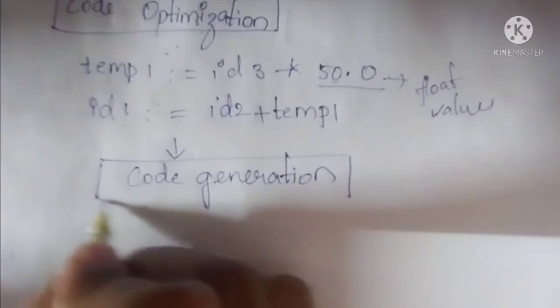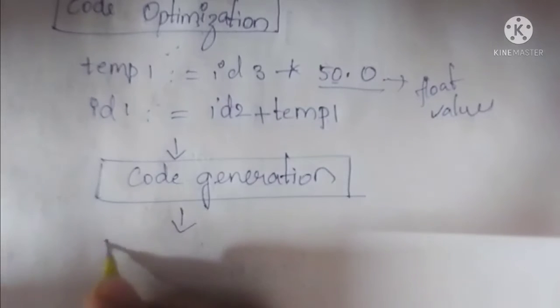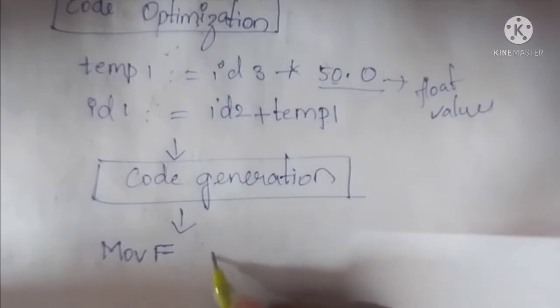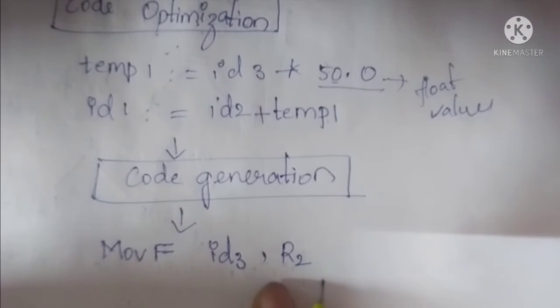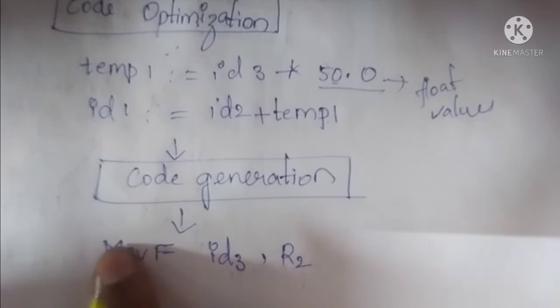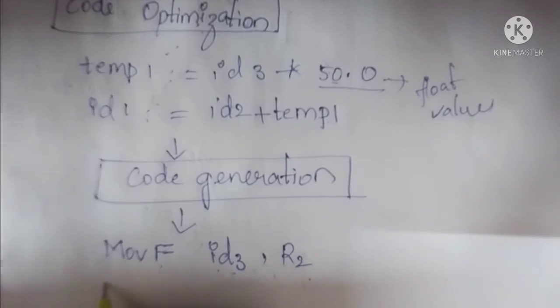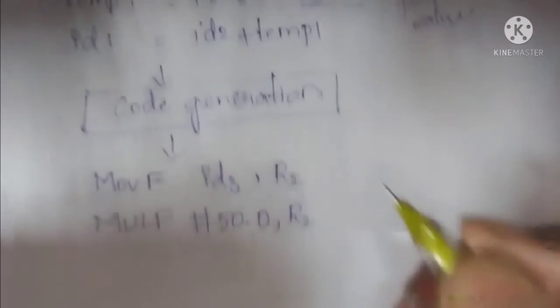So what we will do in code generation, see here: movf, that is move float id3 comma R2. R2 is nothing but a register here. Move is nothing but moving the ID to that particular register. Okay, movf id3 comma R2. Next, mulf is nothing but multiply. I'll tell you after writing 50.0 comma R2. First I'll complete writing, then I'll explain.